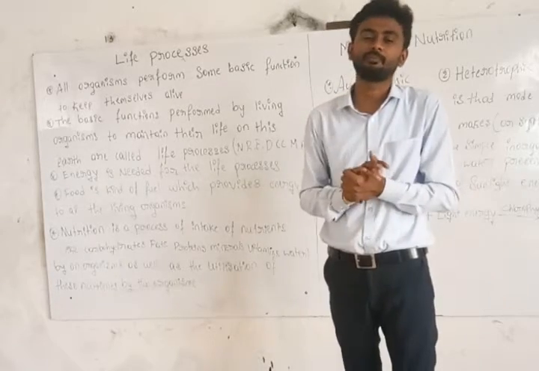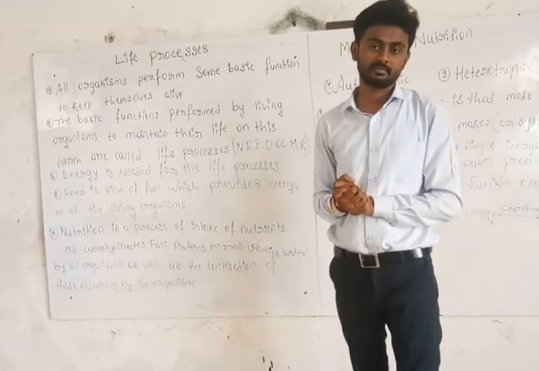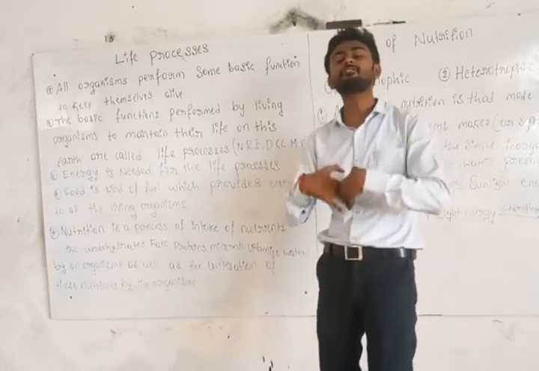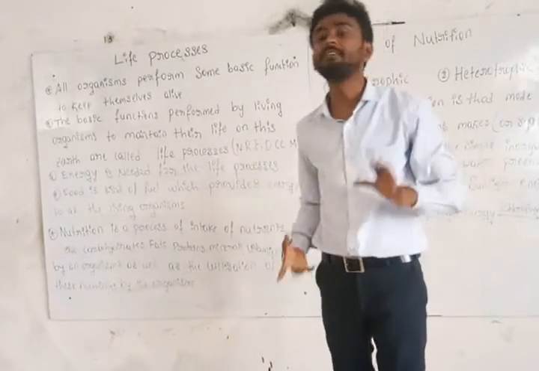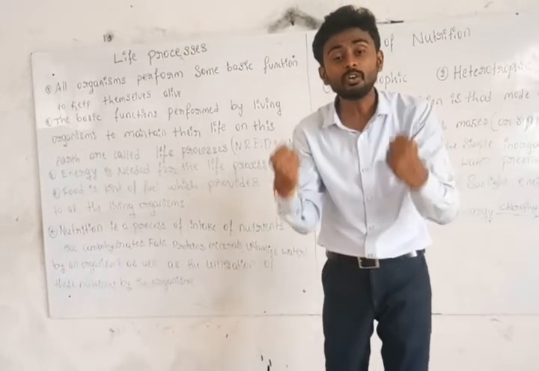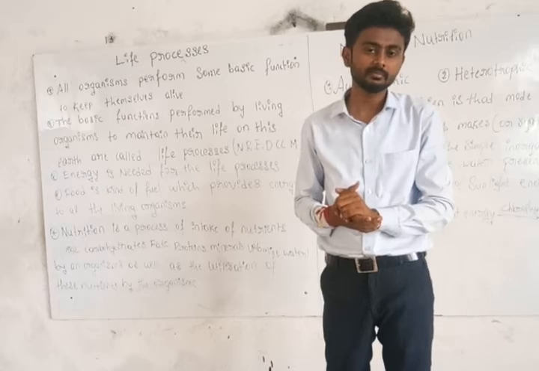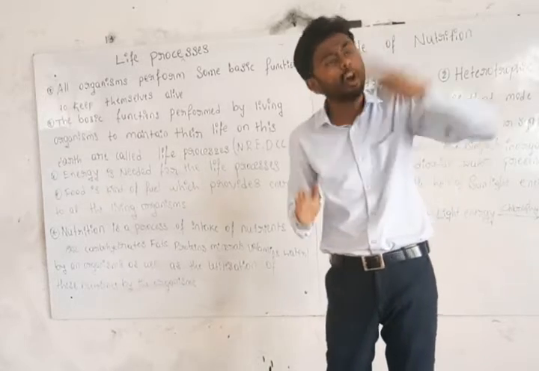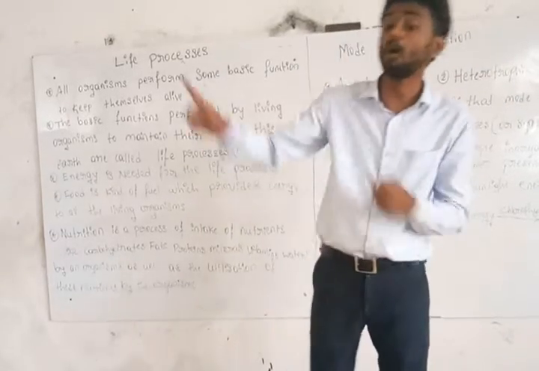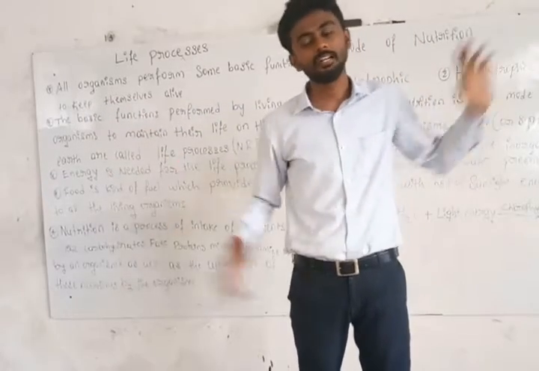on this earth, that is called life processes. So which thing has a life? That is a living thing. Which things don't have any life? That is a non-living thing. Almost all living things depend on non-living things, but non-living things do not depend on living things.